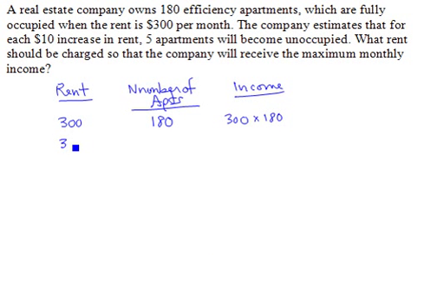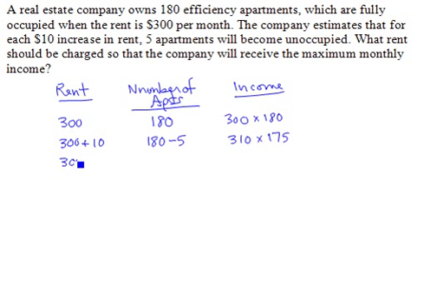However, if we add $10 to the rent, that gives us $310 rent. We are told that 5 apartments will become unoccupied. So that's 180 minus 5, which would be 175. And the income would be 310 times 175. Now that may or may not be higher or lower than the income when all the apartments are full, right? Because we're charging more rent even though some of those apartments are not occupied.